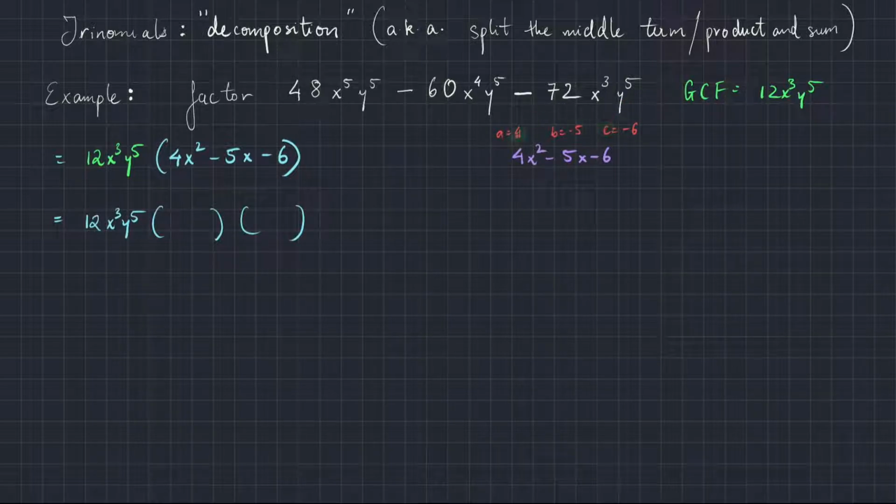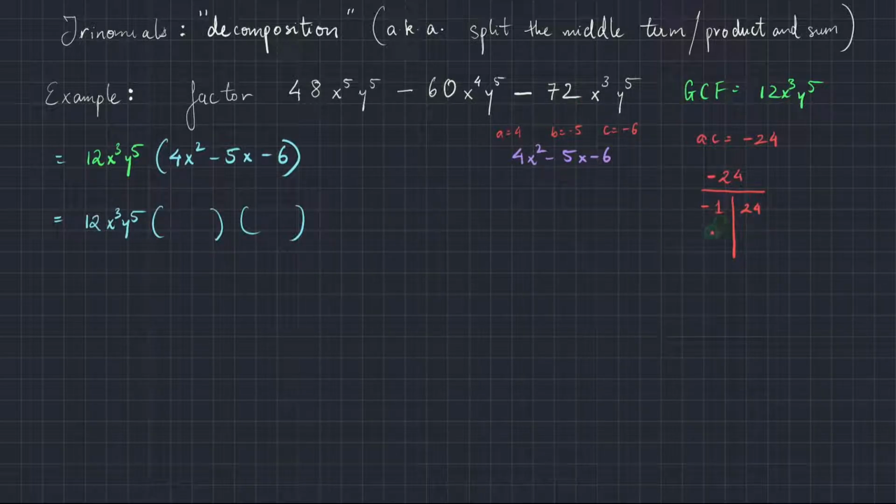What is ac? a is 4 and c is negative 6. So ac is going to equal negative 24. So we want two numbers that have a product of negative 24. For instance, negative 1 and 24. Both these numbers have a product of negative 24. But what do they add up to? They add up to 23. We also want these two numbers to add up to negative 5.